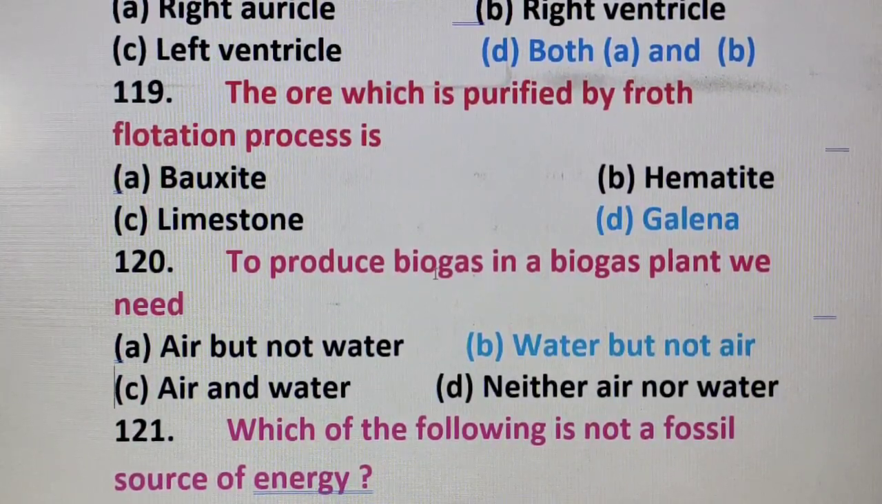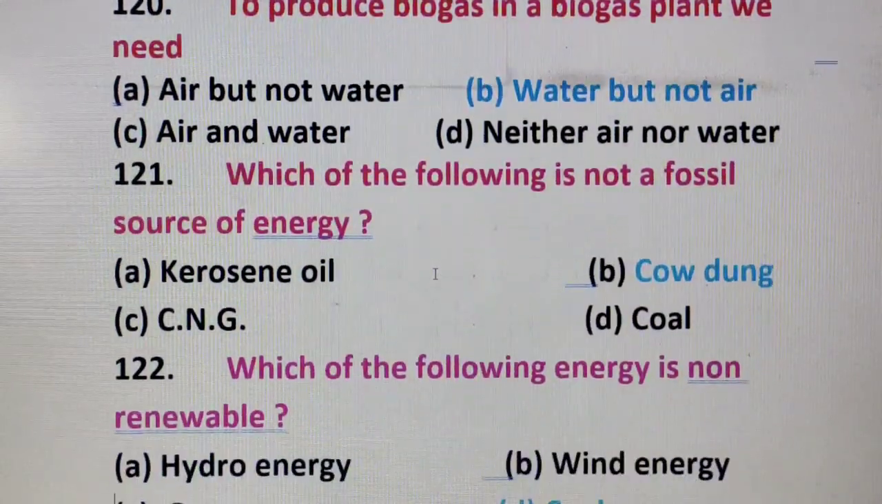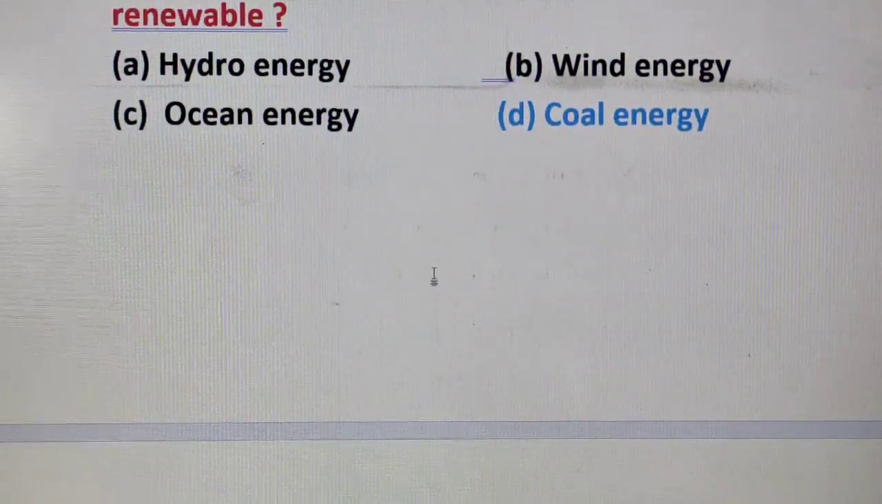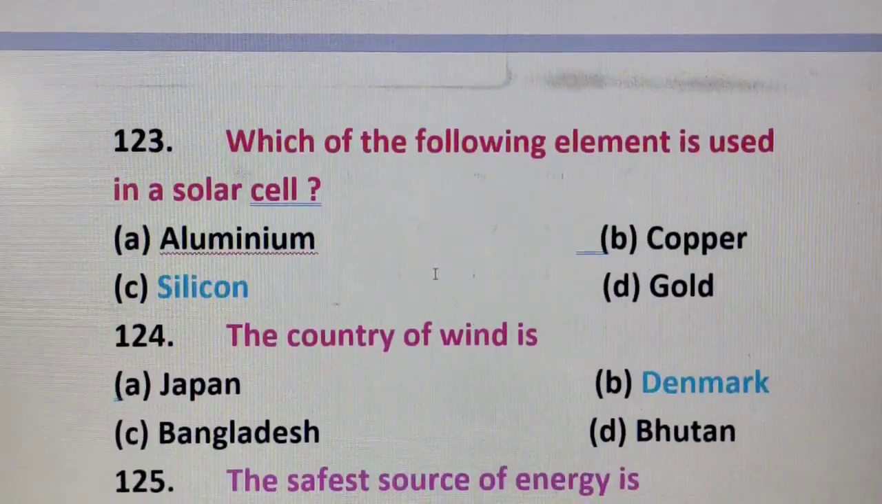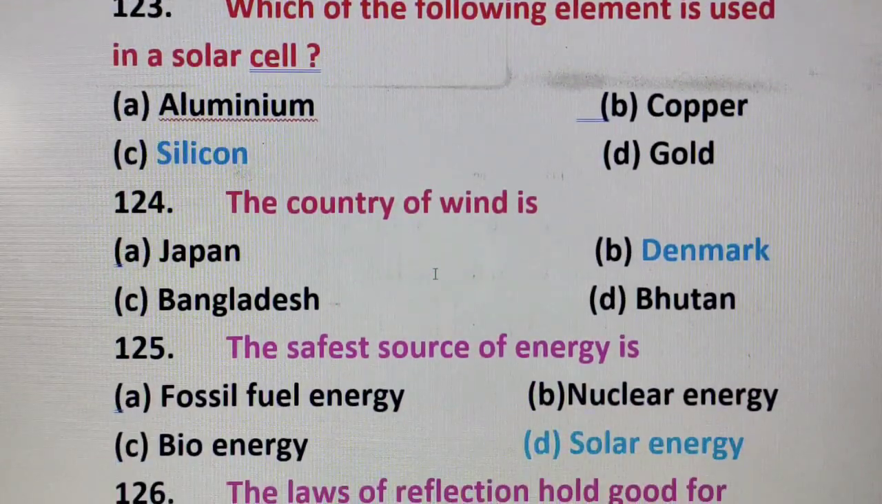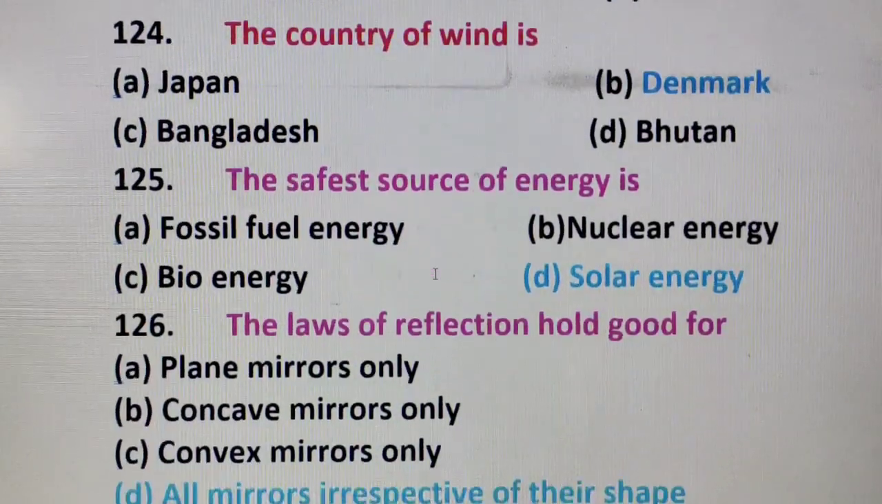Which of the following is not a fossil source of energy? Cow dung. Which of the following energy is non-renewable? Coal energy. Which of the following elements is used in a solar cell? Silicon. The country of wind is called Denmark. The safest source of energy is solar energy.